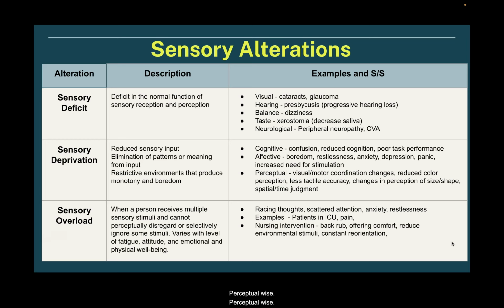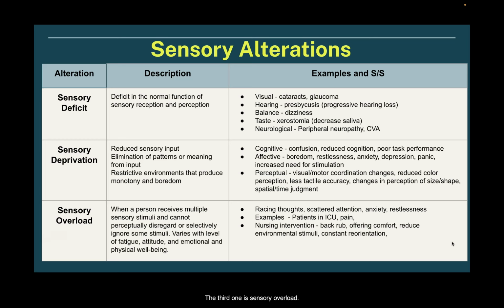Right? Perceptual wise, it's visual or motor coordination changes, reduced color perception, less tactile accuracy. For example, you touch something and your touch sense has been affected, right? Changes in the perception of size, shape, and spatial time and judgment. And we see this a lot in the older adult population.